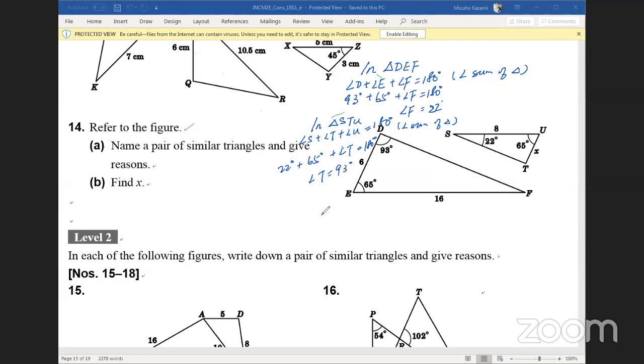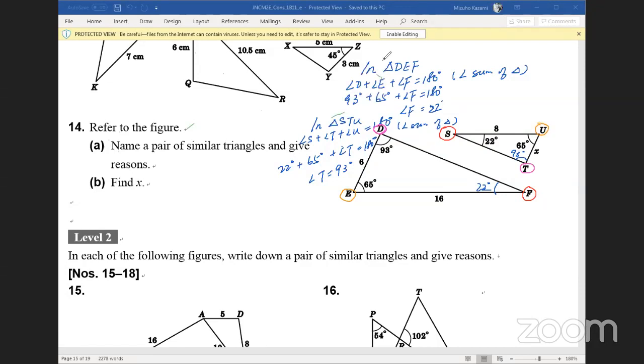93 degrees. Now in this case, it means I have found that this is 93, and I have found that this is 92. Then you can pair up the angles: S pairs with F, and the 93 pairs up with T. Of course, the remaining one, E, should pair up with U.